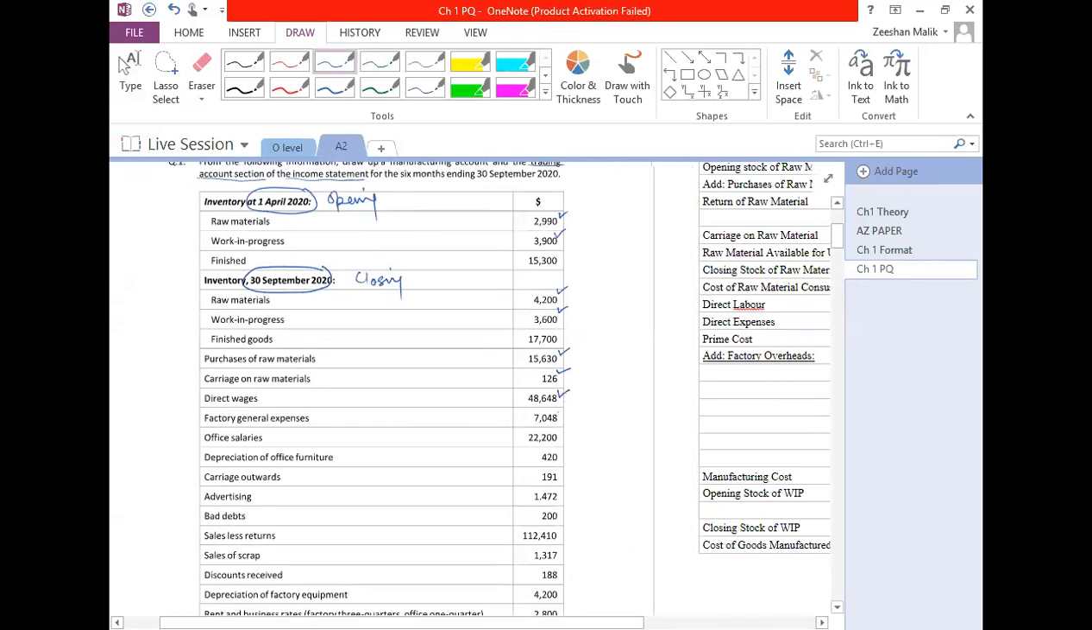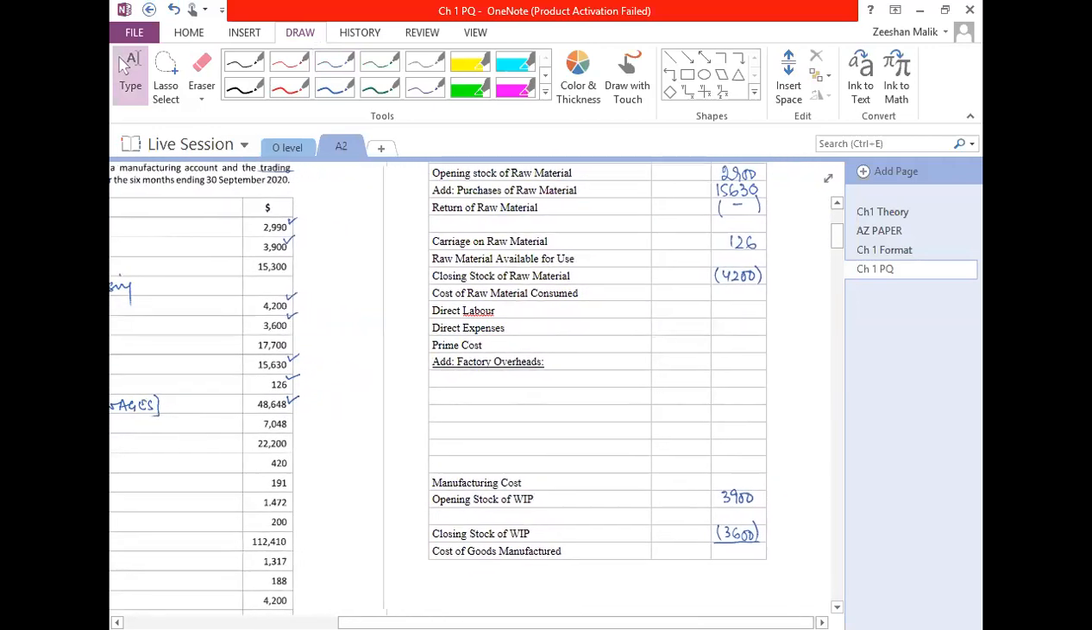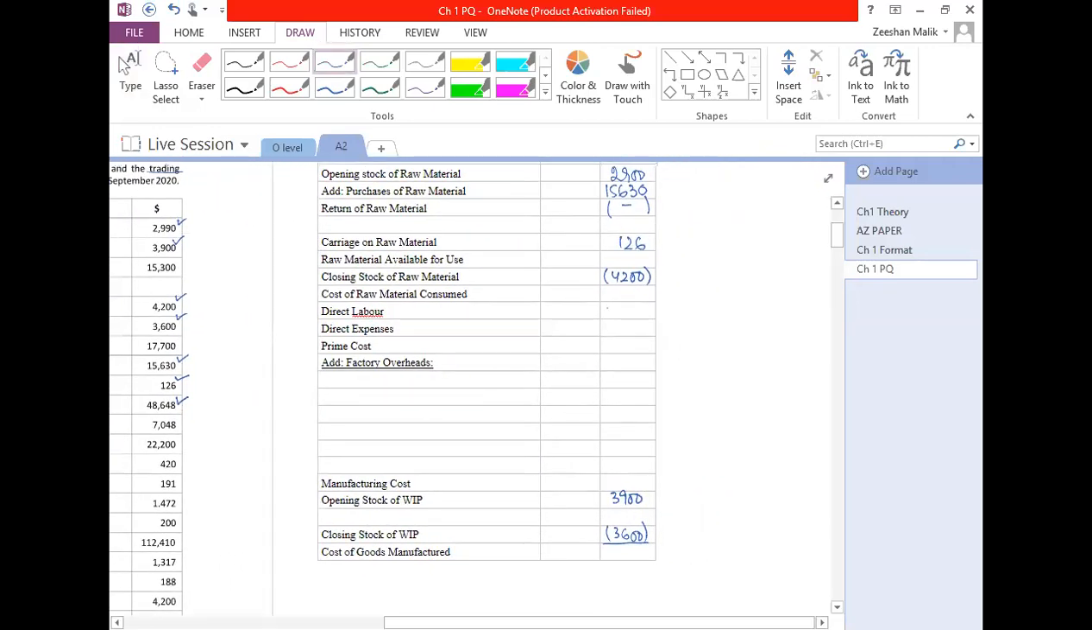Direct wages, direct labor. The examiner can say factory wages, factory labor. These type of terms are used for direct labor and direct wages. 48648.